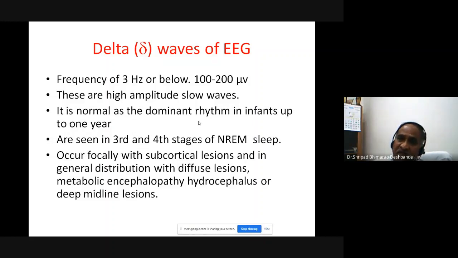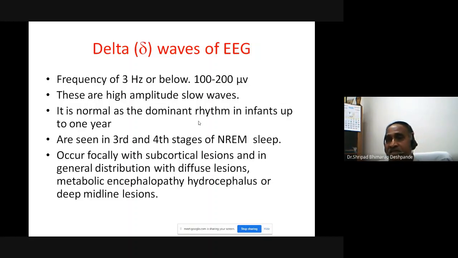are dominant in infants. Out of 24 hours, the newborn infant may be sleeping 16 to 18 hours. So most of the time they are dominant. But in adults, they are seen in the third and fourth stage of the NREM sleep, non-rapid eye movement sleep. In the third and fourth stage, you get these waves appearing.